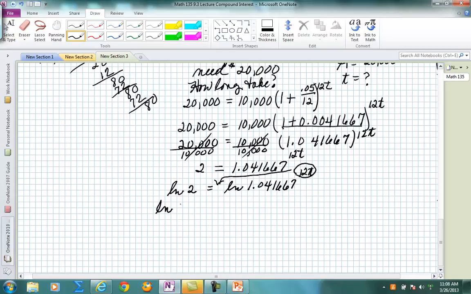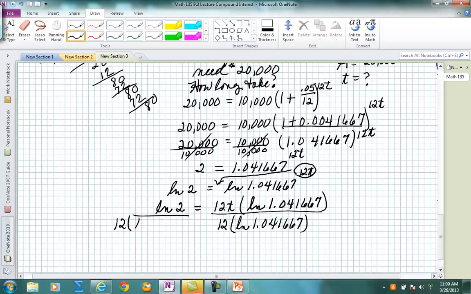Now be sure when you type in your calculator that you type parentheses ln and then divided by parentheses 12 times the ln of 1.041667. Close the parentheses for the natural log and then close the parentheses for the denominator. So this whole numerator needs to be enclosed in parentheses so the calculator knows how much of it is the numerator and how much of it is the denominator. So the entire denominator has to be enclosed as well as the entire numerator.